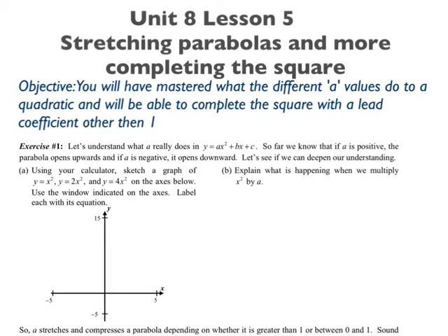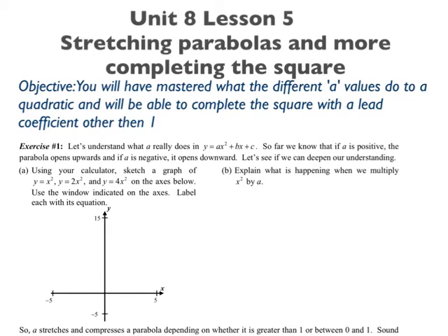Exercise number 1. Let's understand what a really does in y equals ax squared plus bx plus c. So far we know that if a is positive, the parabola opens upward, and if a is negative, it opens downward. Let's see if we can deepen our understanding.